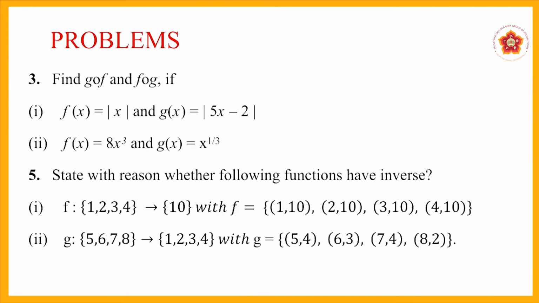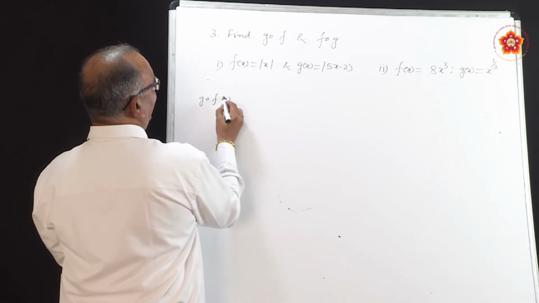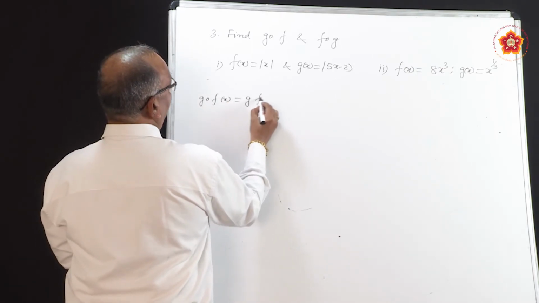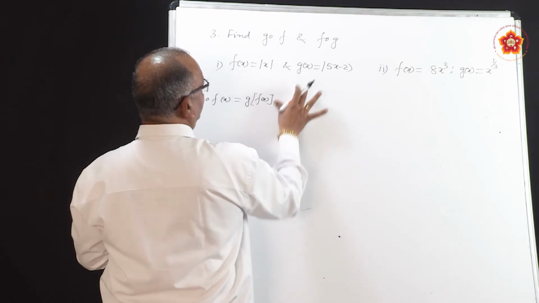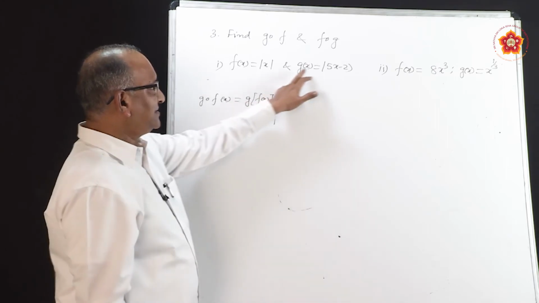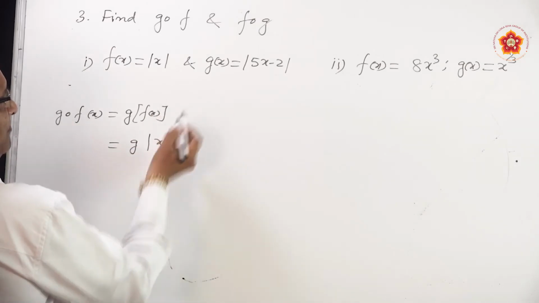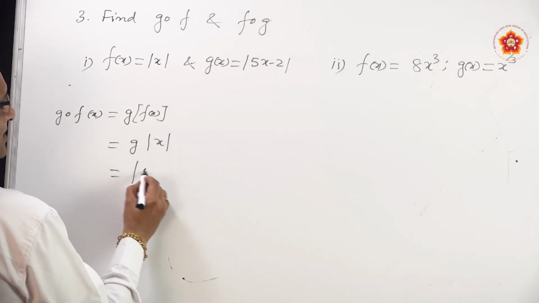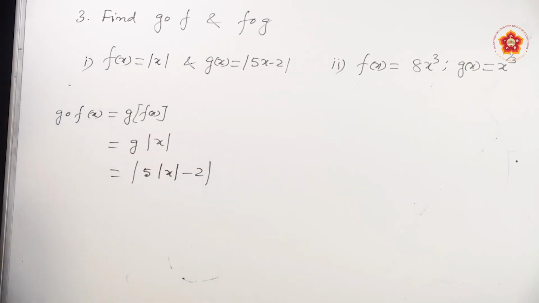Let us see this first. Let us take up the first one. How do you find gof? We will say gof of x can be written as g of f(x). What is f(x)? f(x) is modulus of x. So this can be written as g of modulus of x. What is g(x)? Modulus of 5x minus 2. So how do you find modulus of that? It is going to be modulus of 5 into modulus of x minus 2. This is the answer. This is gof of x.